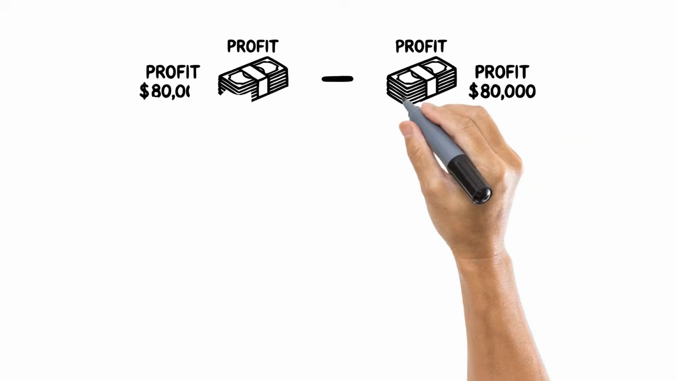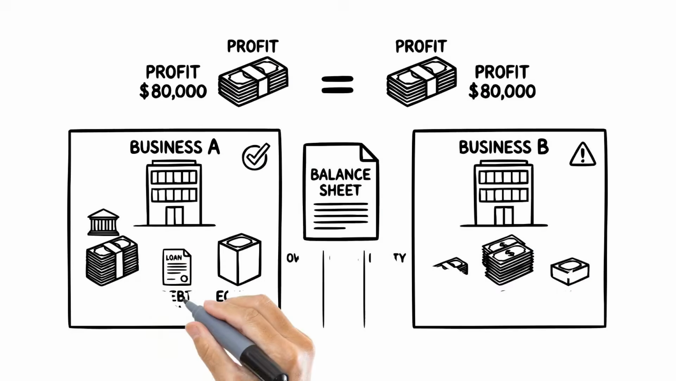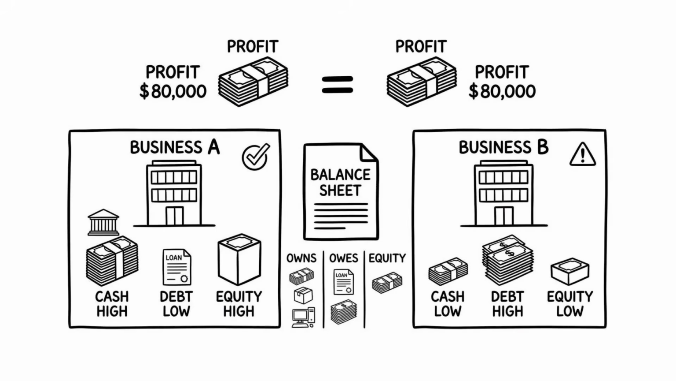The balance sheet is useful because profit alone cannot show the company's complete financial position. Two businesses may earn identical profits, but one might have substantial cash and little debt, while the other carries heavy obligations. The balance sheet reveals what the business owns, owes, and has built financially.